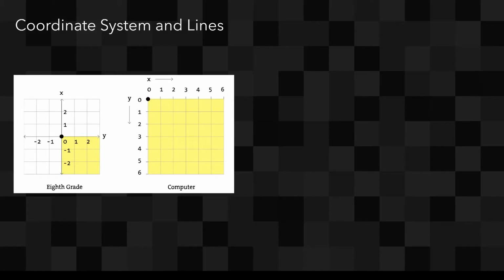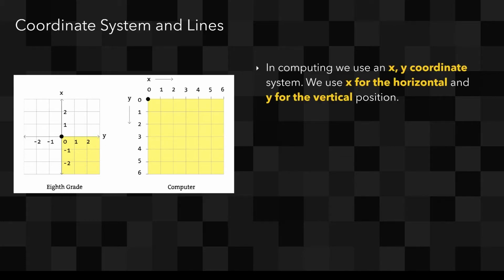Think back to 8th grade when you were taking geometry. You might remember a coordinate system, a coordinate plane, where 0 was in the center. In computing, things are a little bit different. Our coordinate system is in the upper left-hand corner, and we still use an x and y coordinate system. X is for the horizontal and Y is for the vertical position.